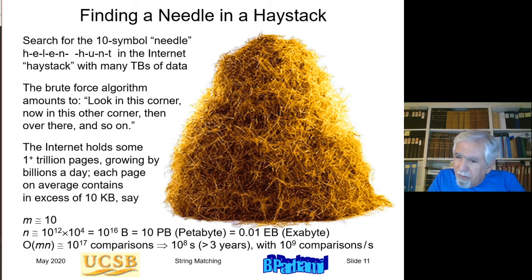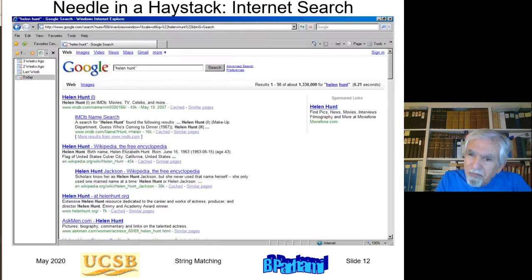Okay, and if we are able to do 10 to the 9 comparisons per second, a fast computer can easily do 10 to the 9 comparisons per second, then we need on the order of 10 to the 8 seconds, or 3 years, to do all of these comparisons, okay? So that's definitely not the method used by Google and other search engines to find the string that you're interested in.